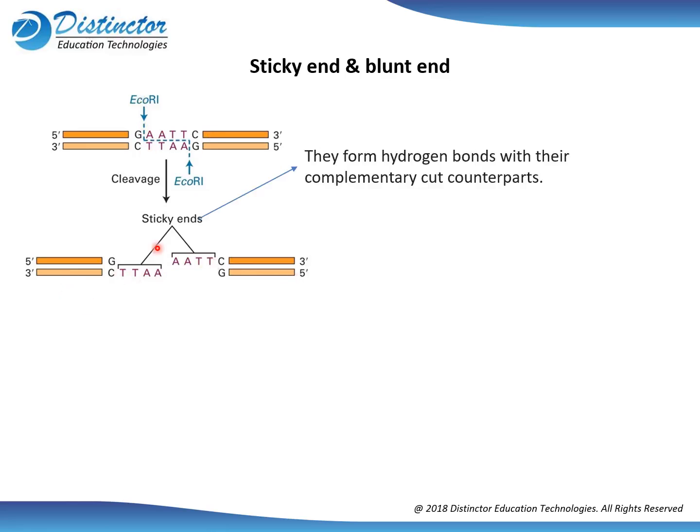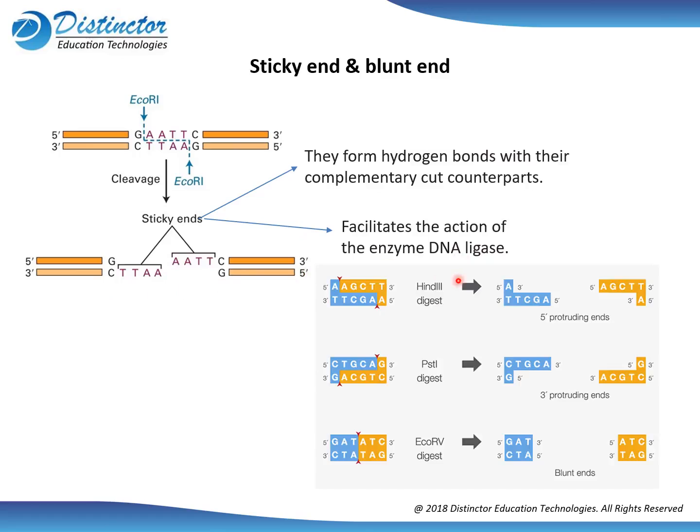Why are they called sticky ends? They form simple hydrogen bonds with their complementary cut counterparts. That hydrogen bond can be easily formed when this piece overlaps on this piece. That is why they stick easily, and that is why it is called a sticky end. Another type of end is called a blunt end. The sticky end facilitates the action of the enzyme DNA ligase more easily.